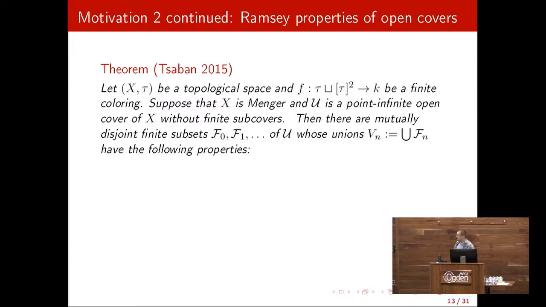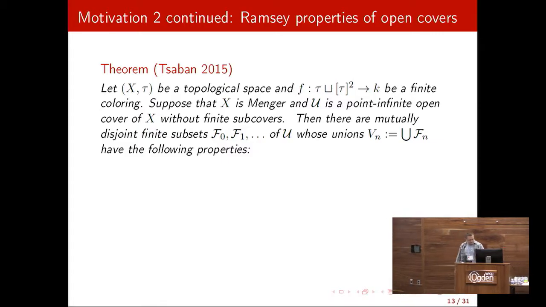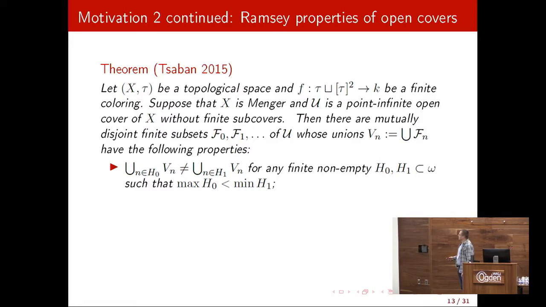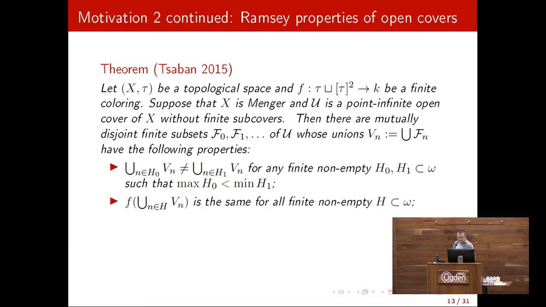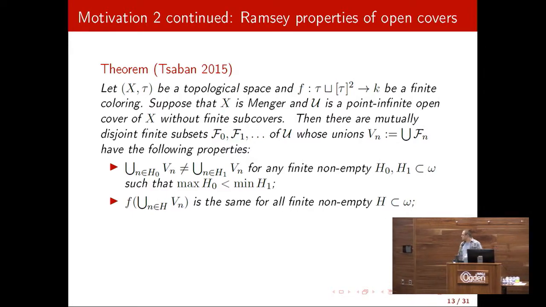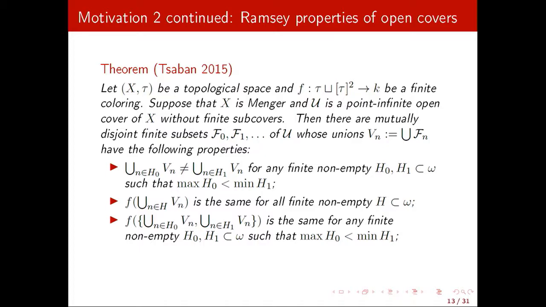Good. Then you can find finite subsets of your cover, such that if you say Vn is the union of the nth finite subset, these Vn's have the following property. Well, they're all mutually different. Not only are they mutually different, but their unions are different if you take indexing sets such that the maximum of one of them is the minimum of another. And any finite union of these Vn's gets the same color. And any pair of such unions gets the same cover if, again, the indexing sets satisfy the same condition.